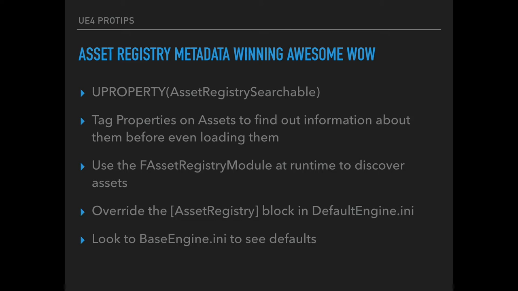If you tag it as asset registry searchable, then when the data is packaged, it actually takes those variables and puts them into the package as metadata. What that means is, typically, if that data was only on your asset, you would have to load that asset. You'd have to create a default one or spawn it into the world and ask, what is the name of your level? So you have to load the map and say, what is the name of this map? And then you have to unload it. And then you'd have to load the next one and say, what is the name of this map? And you have to unload it.